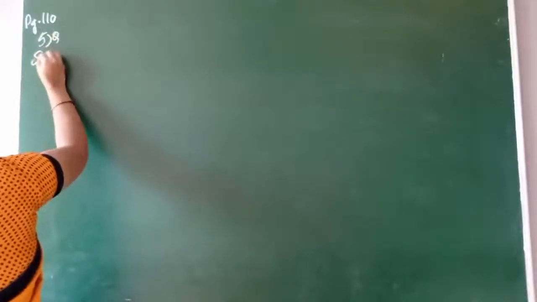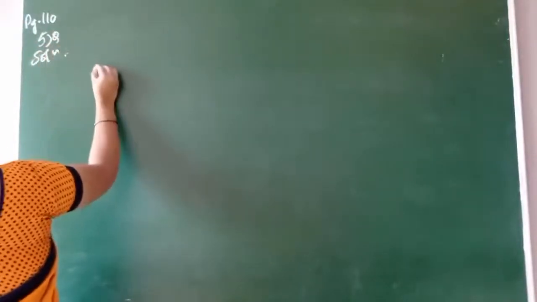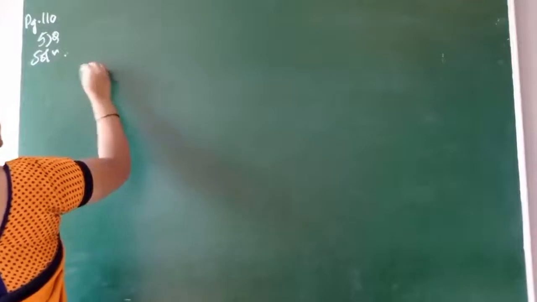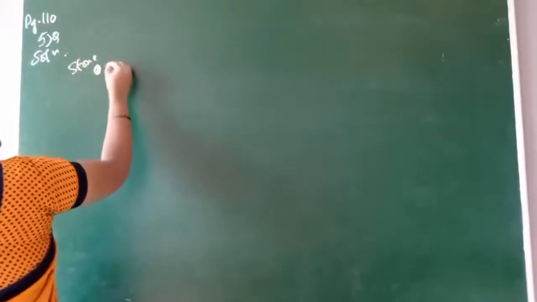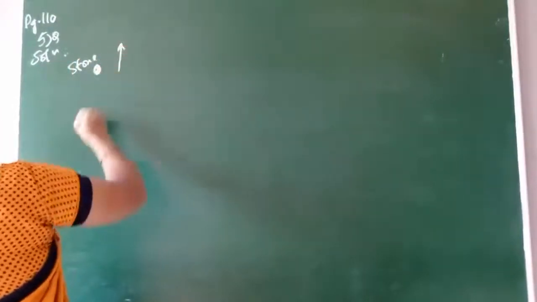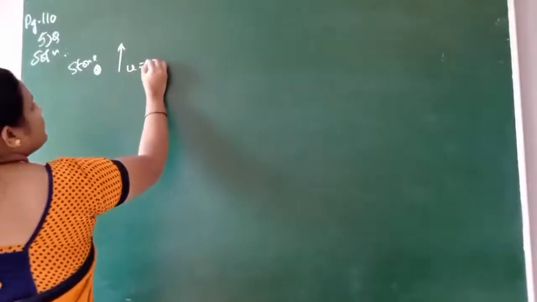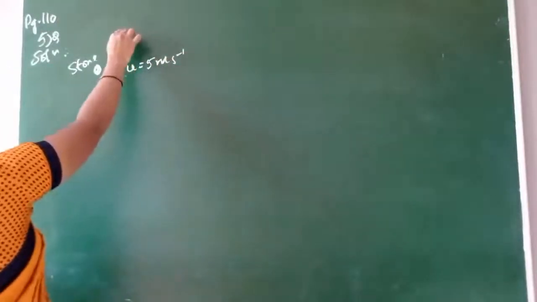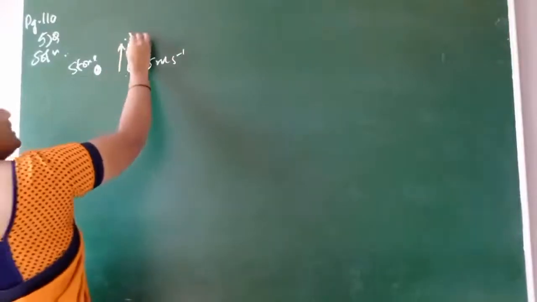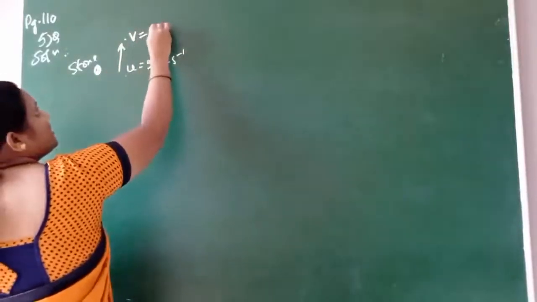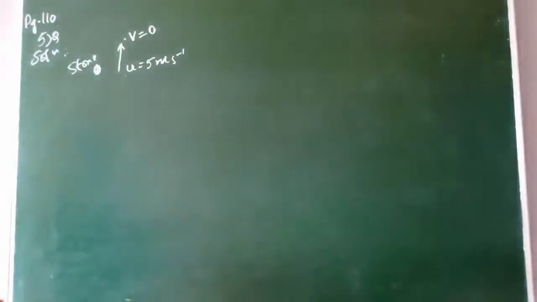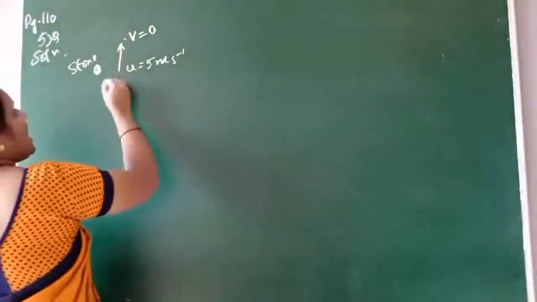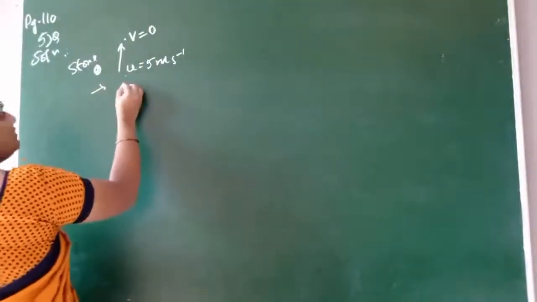For example, that is what? Solution. Imagine, children, here this is what? A stone. It is moving with what? Velocity v is equals to 5 meter per second. It travels some distance and stops at this point. So at this point its velocity what? 0, isn't it? And for this, acceleration is acting.